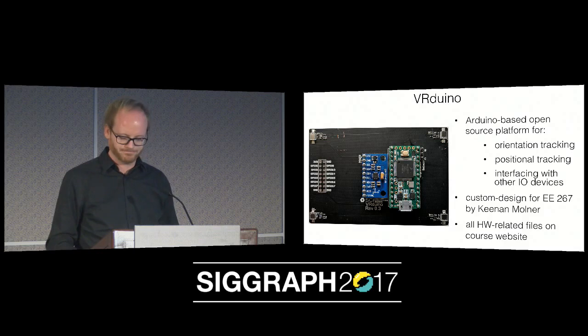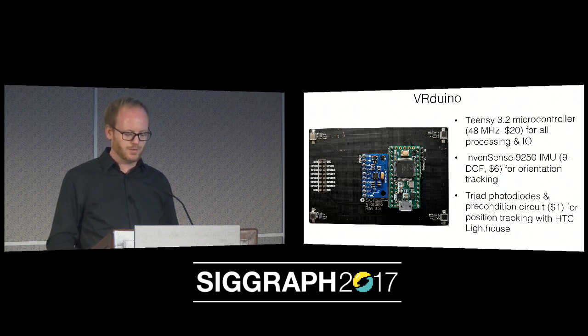It's already online. It uses a Teensy 3.2 microcontroller, so it's a little bit more powerful than the regular Arduino Unos because it runs at 48 megahertz, but it's only about $20, right? So it's actually very reasonable. The IMU we're using is an InvenSense 9250 that has 9 degrees of freedom: a 3-axis accelerometer, 3-axis gyro, and 3-axis magnetometer. You can read it all out with the Arduino and do any processing on the Arduino. We just stick it right on the shield, and that costs about $6 if you buy it on eBay.